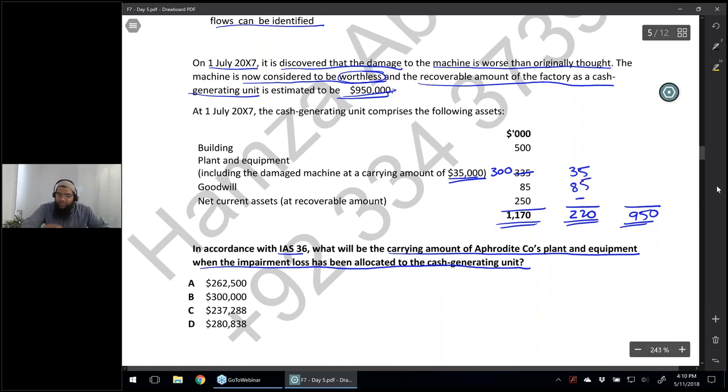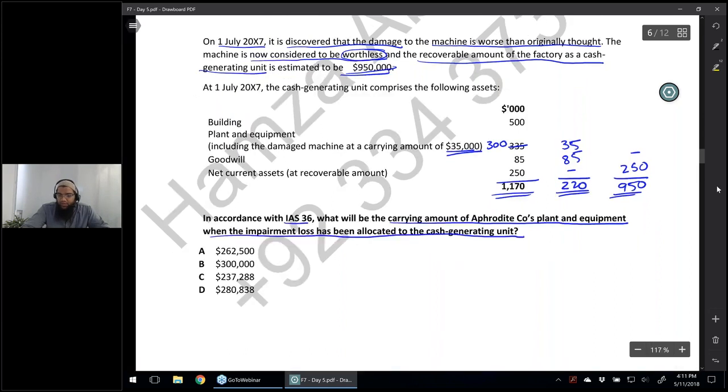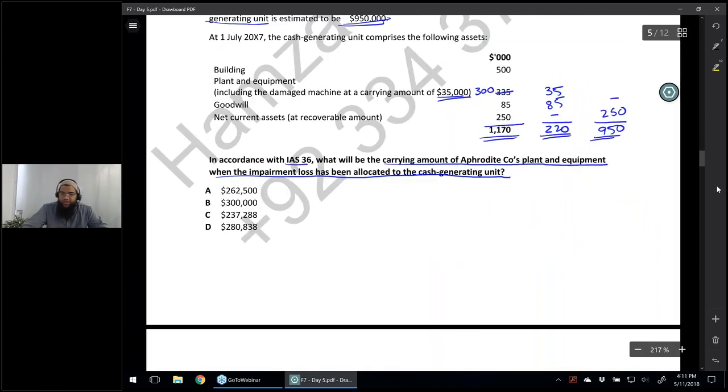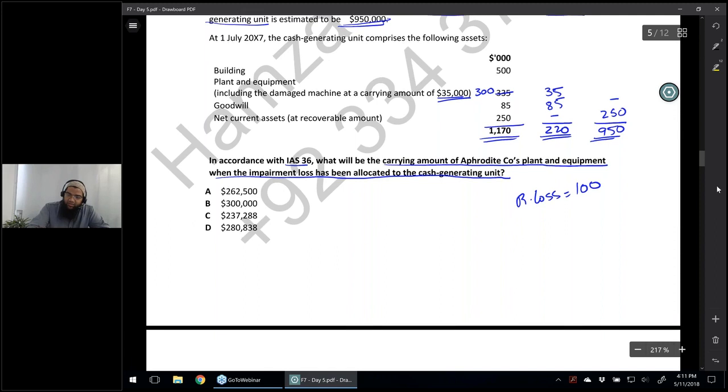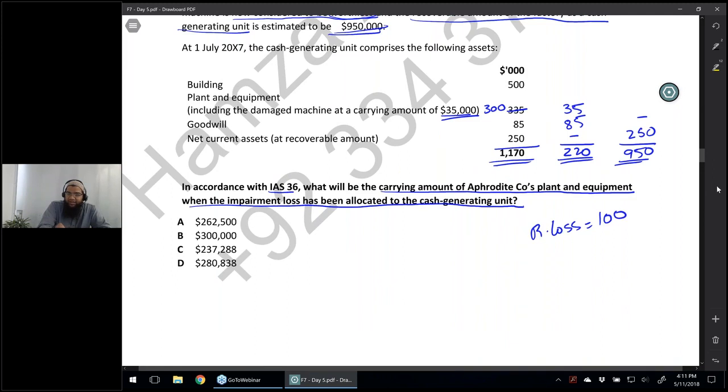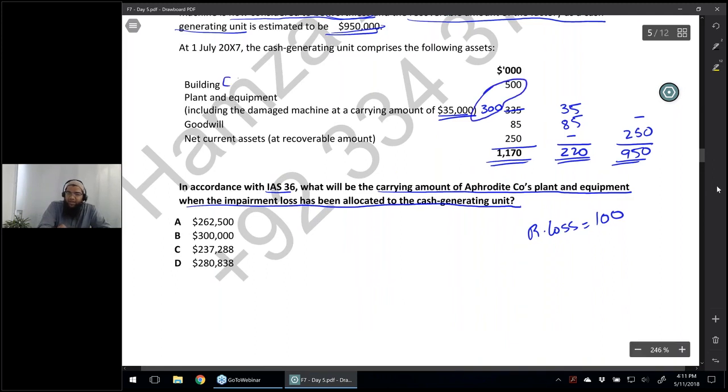Net assets have no loss, so 250 and 0. Now how much loss is left if we see 220 minus 120? So the remaining loss is 100, which is to be allocated between the building and the plant. The sum of building and plant is 800. So 500 divided by 800 times 100 is the loss on building, and 300 divided by 800 times 100 is the loss on plant and equipment.